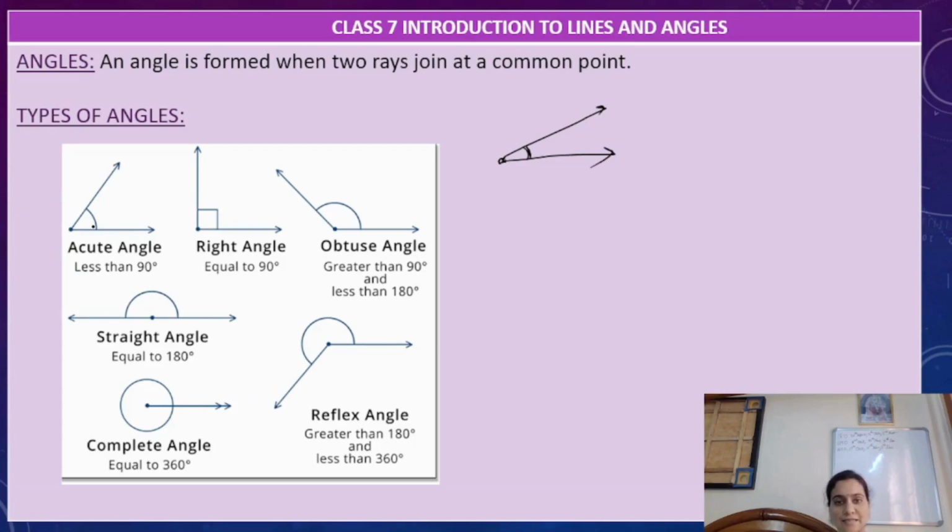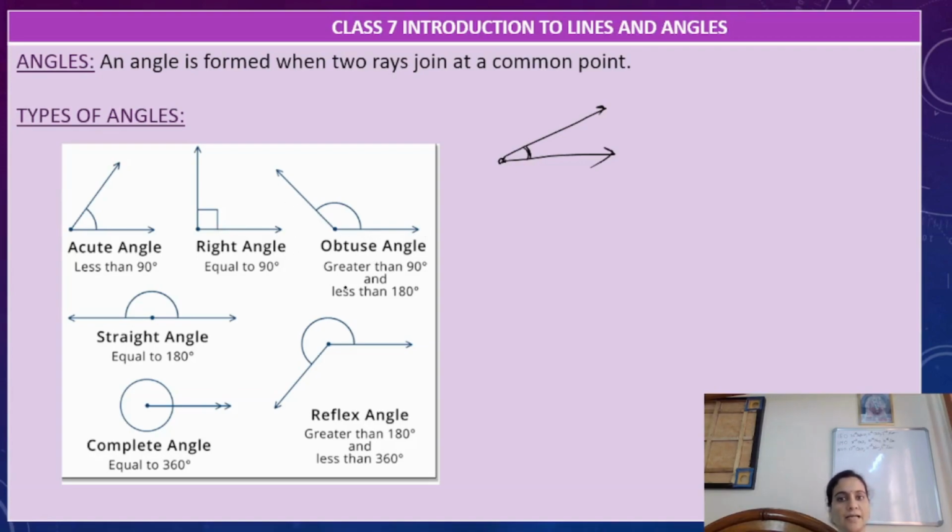Acute angle is less than 90 degrees, not even 90 degrees, I think from grade 4. So it's less than 90 degrees, could be 45, could be 75, could be 89 also. All of these will come under acute angle. Right angle means exactly equal to 90 degrees. That angle is called a right angle.